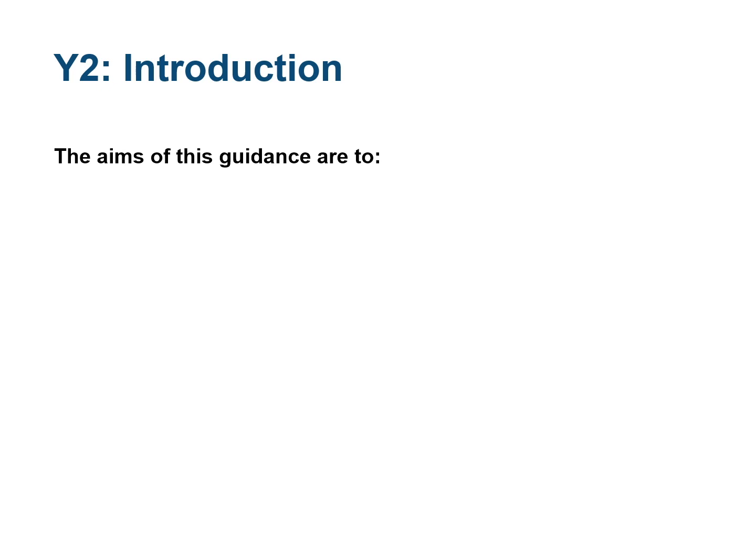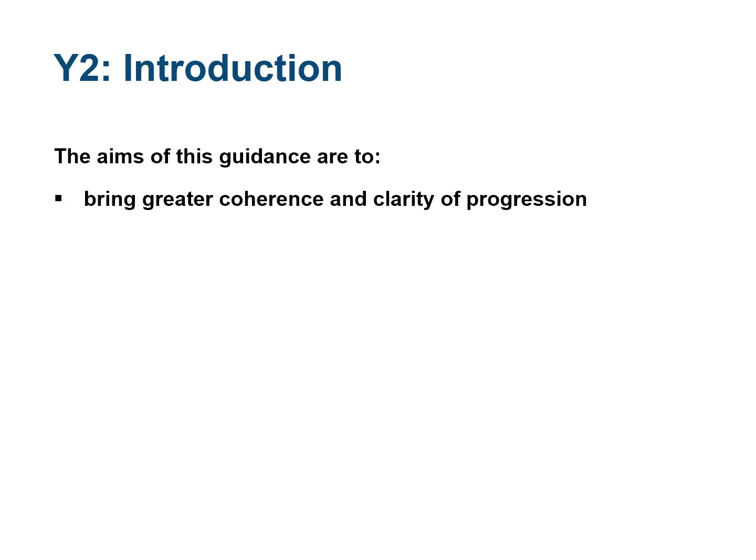The aims of this guidance are firstly to bring greater coherence to the national curriculum by exposing core concepts and demonstrating their progression from year 1 to year 6, and secondly to summarise the most important knowledge and understanding within each year group and important connections between them.